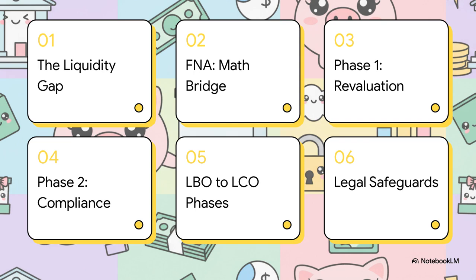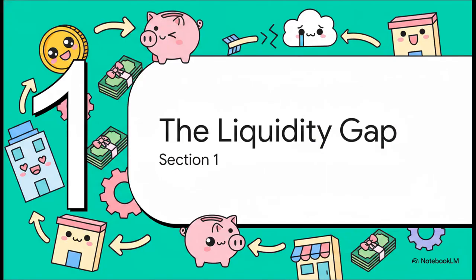We're going to start by defining the core problem, the liquidity gap, and then set up our F&A mathematical bridge. After that, we'll walk through the strict four-phase B&A implementation engine, covering revaluation, compliance, the LBO, and the LCO. Finally, we'll wrap up with the contractual safeguards. All right, let's kick things off with Section 1, the liquidity gap.